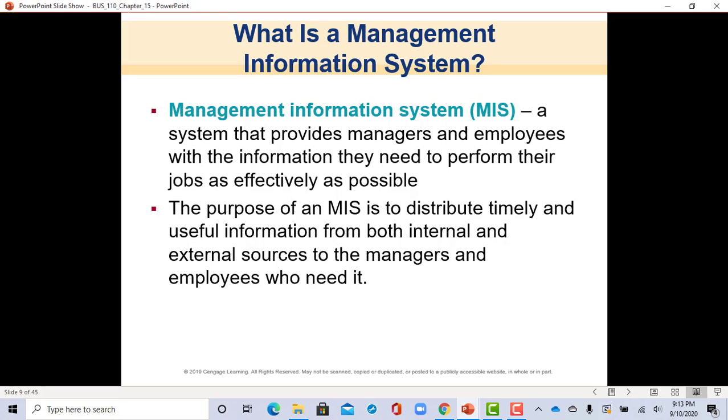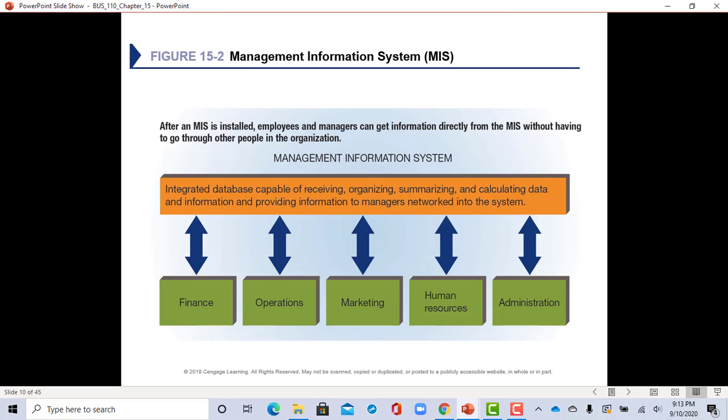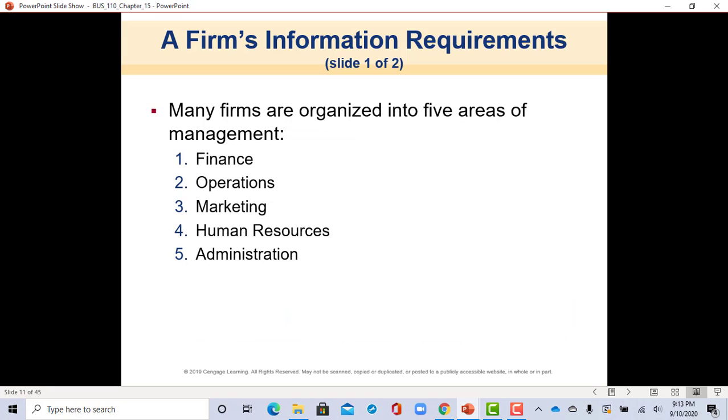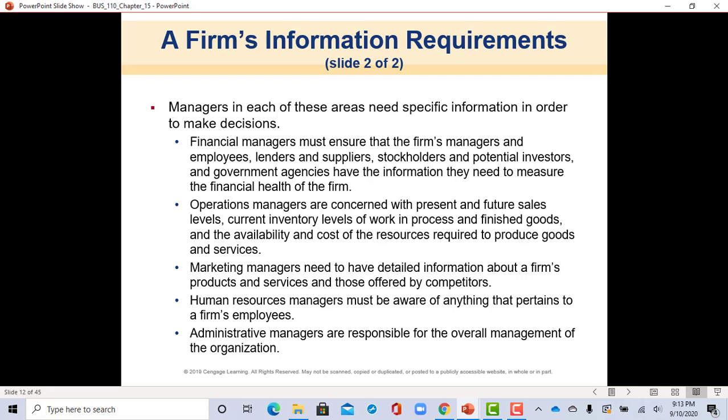Management information systems are also called an IT system. Here's a visual showing how all business functions access management information systems. Each of these 5 management areas require different types of information to make decisions. So remember, too much information can lead to information overload.